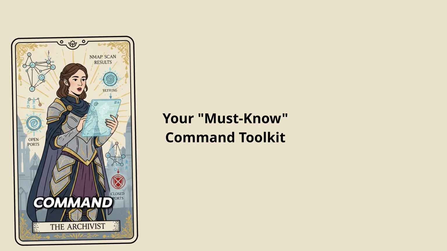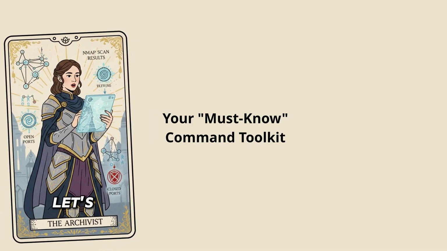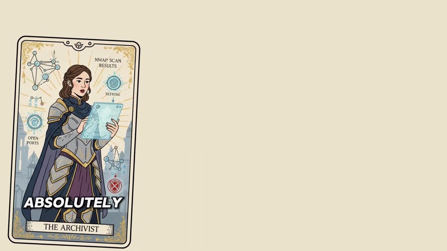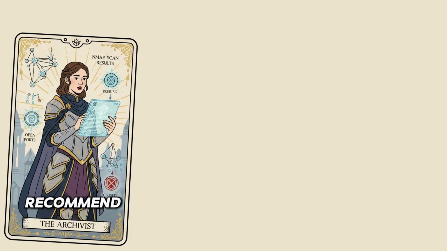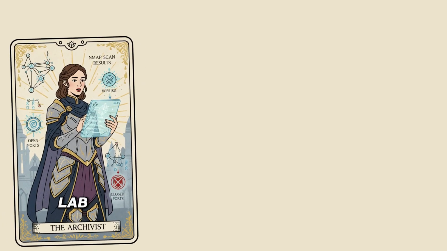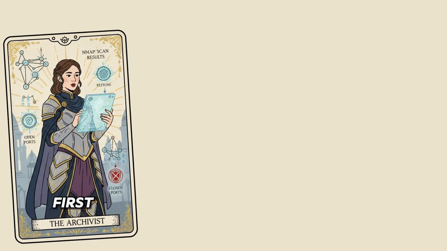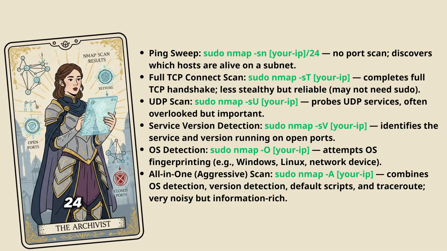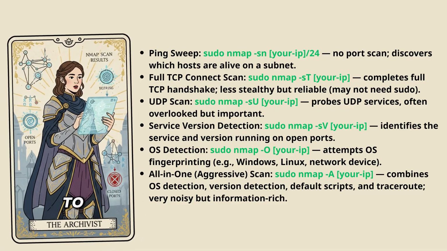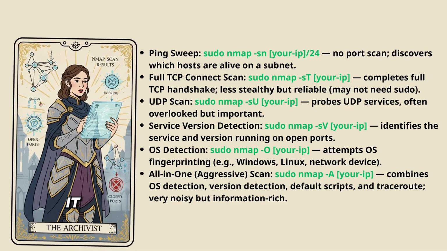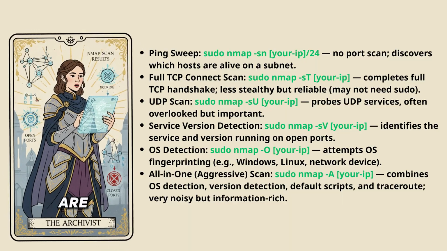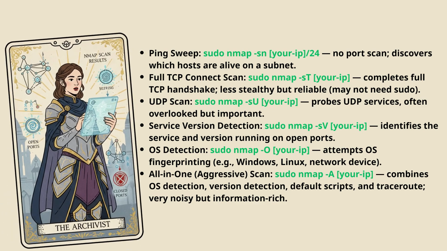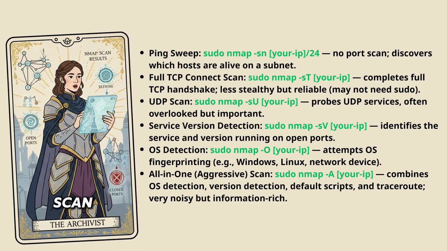Your must-know command toolkit. All right, let's wrap up with a rapid-fire round of the essential commands you absolutely must know. I recommend practicing all of these in a safe lab environment. First, the ping sweep. sudo nmap -sn your IP/24. The -sn flag tells Nmap to not scan any ports. It just does a ping sweep to see which hosts are alive on a subnet. Perfect for quick discovery.